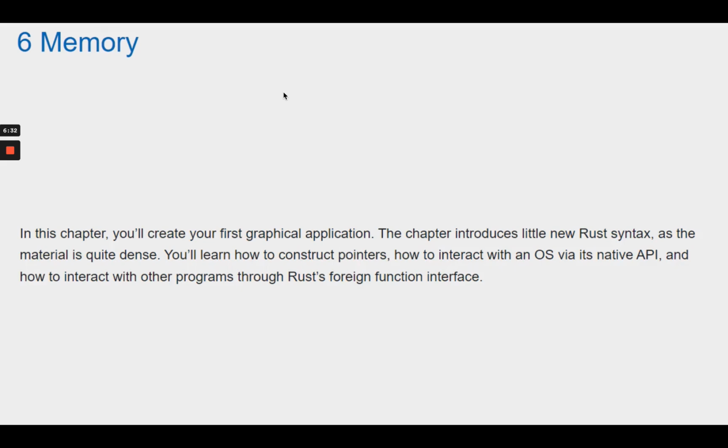In this chapter, you'll create your first graphical application. The chapter introduces little new Rust syntax as the material is quite dense. You'll learn how to construct pointers, how to interact with an OS via its native API, and how to interact with other programs through Rust's foreign function interface.